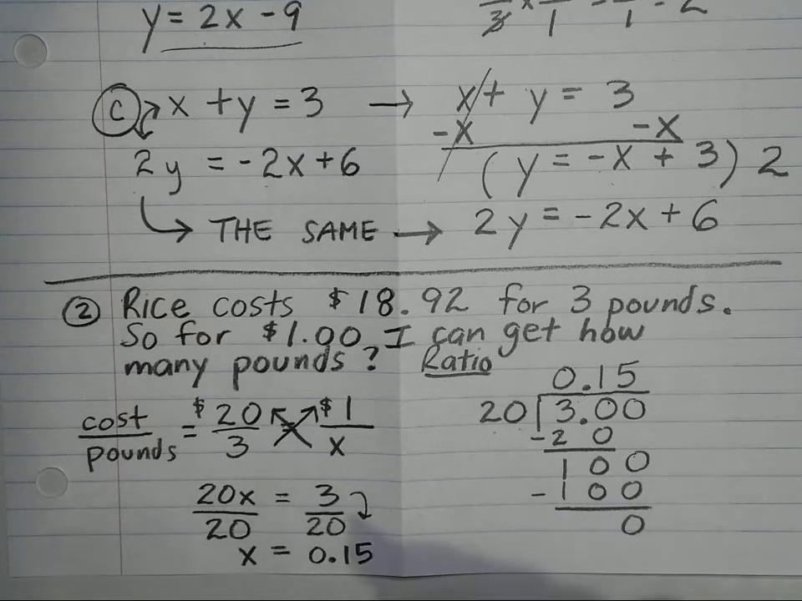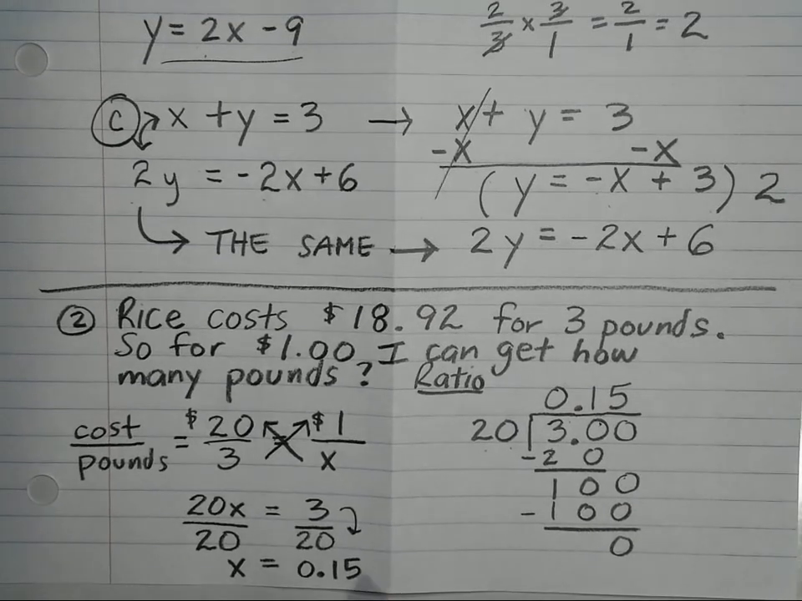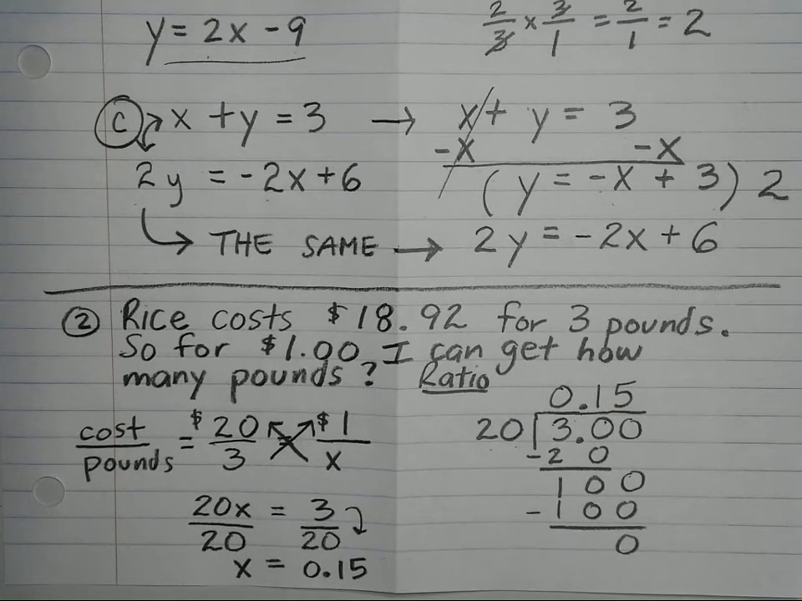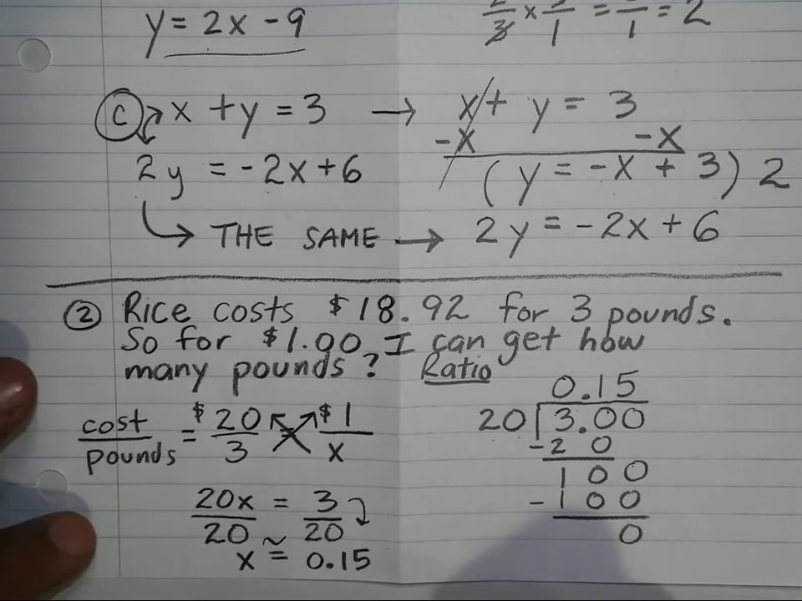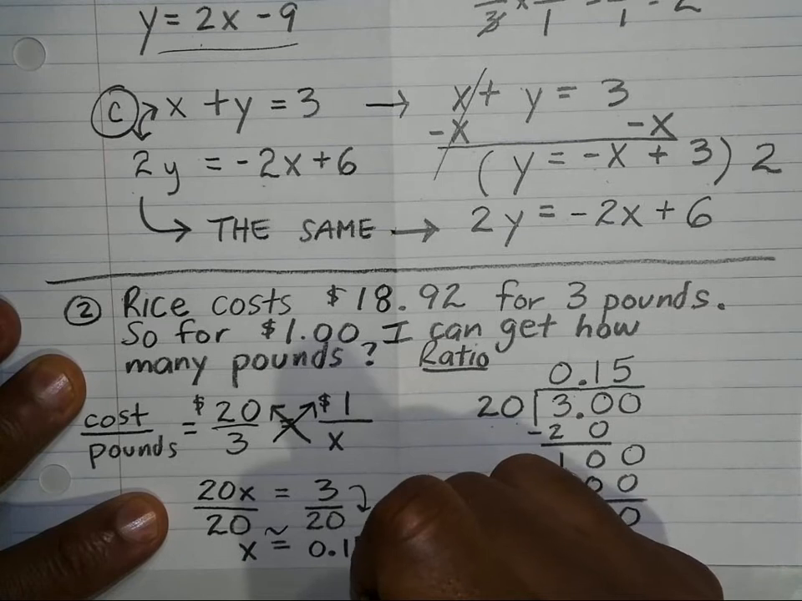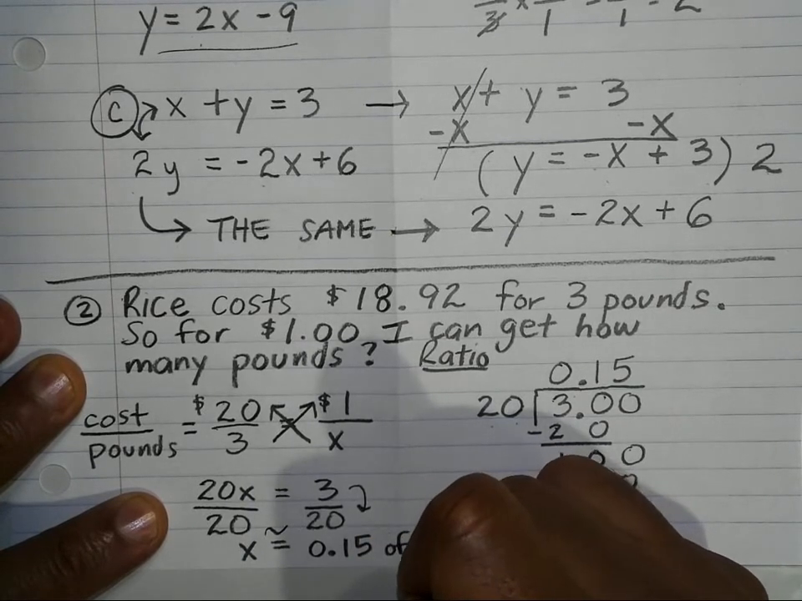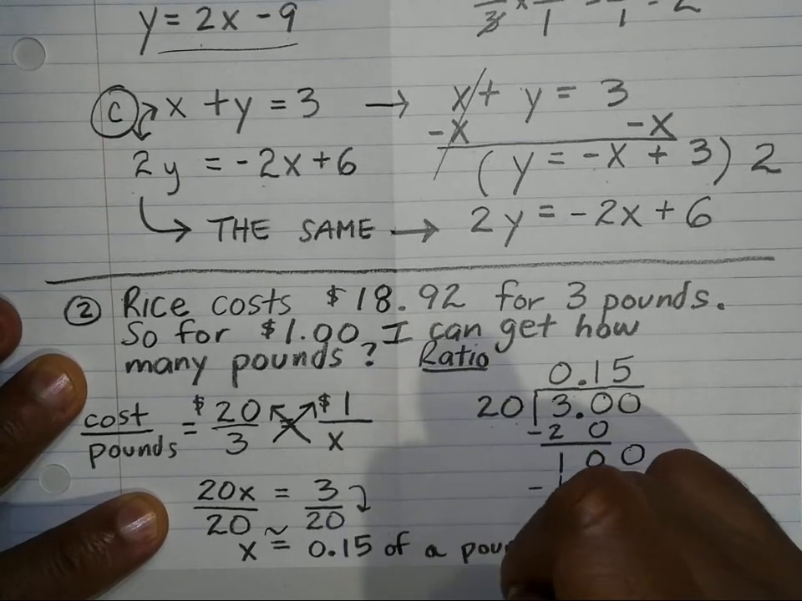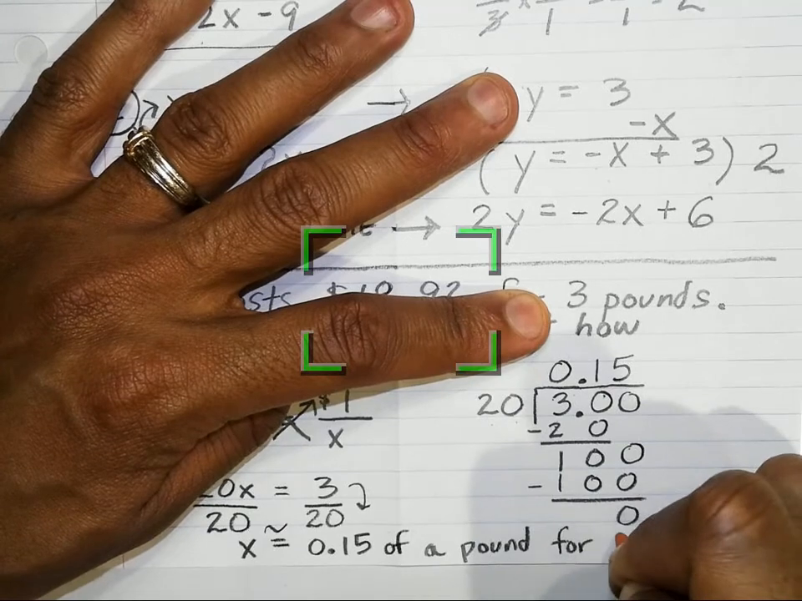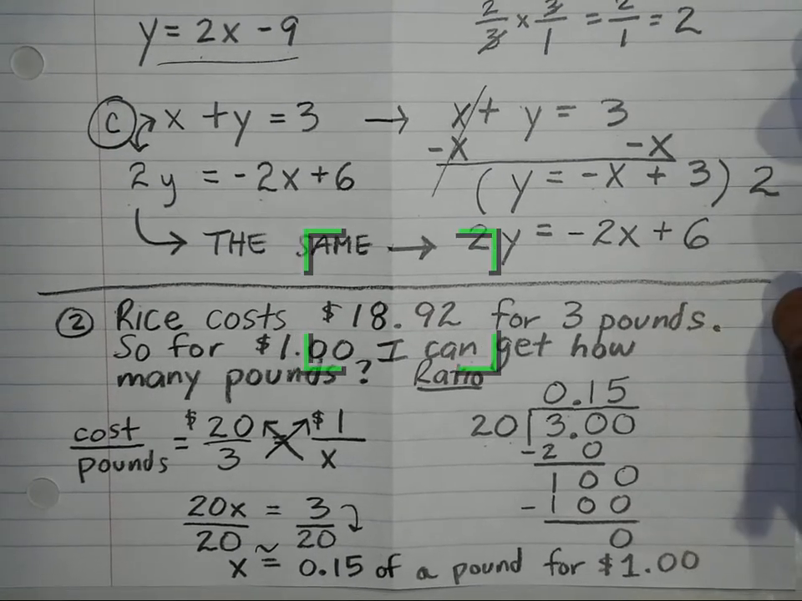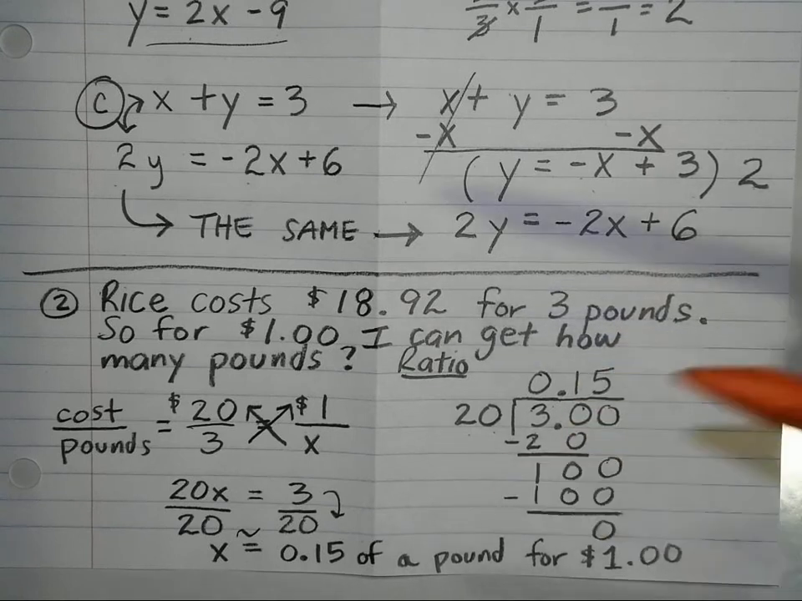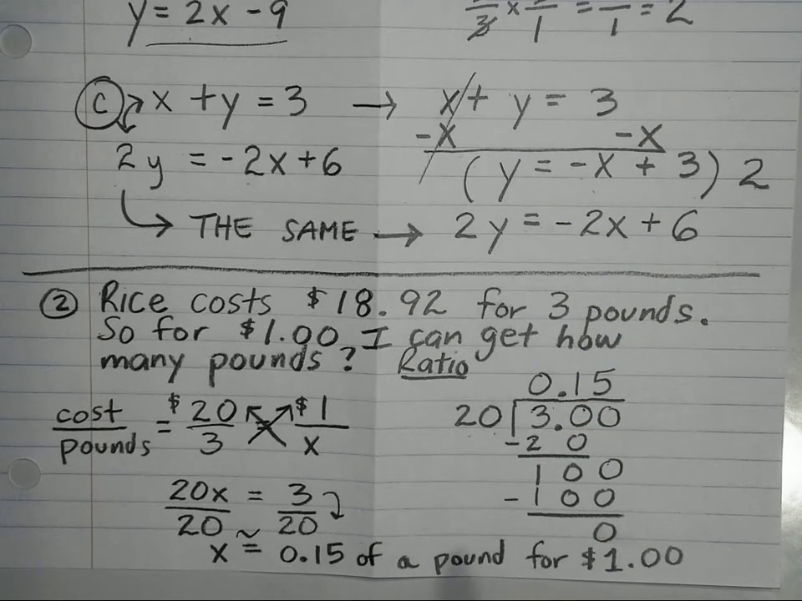Okay, so that means for $1 I can get 15/100ths of a pound. Okay, I can get 15/100ths of a pound. I can get this much, not a full pound, but a fraction of a pound. Okay, so I can get approximately this much. 0.15 of a pound for $1. Okay, rice cost, I can get how many pounds for $1? I can get this much of a pound for $1. And that is the answer for that.